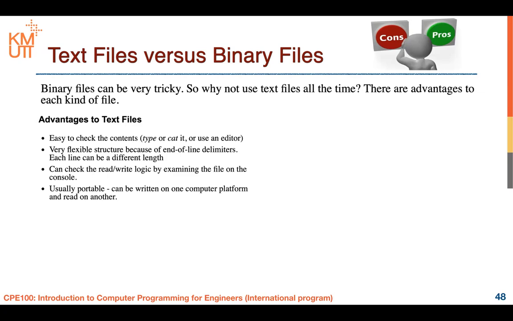The first one is that text file is easy to read. Saving a file is also a simple case for the binary file. So first of all, you should know the advantage of the text file. Text file is easy to check the content. It is a very flexible data structure. Because you are a human being, you can read the text file easily. And you can also check the read and write logic by examining the files.